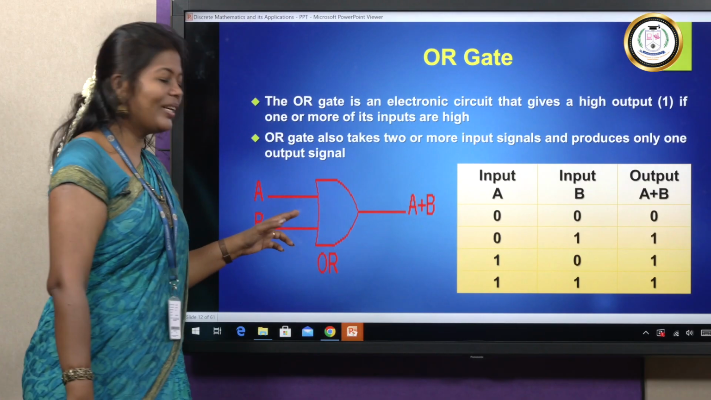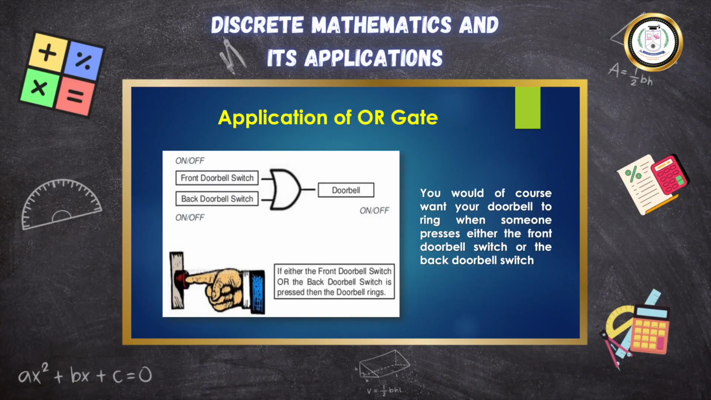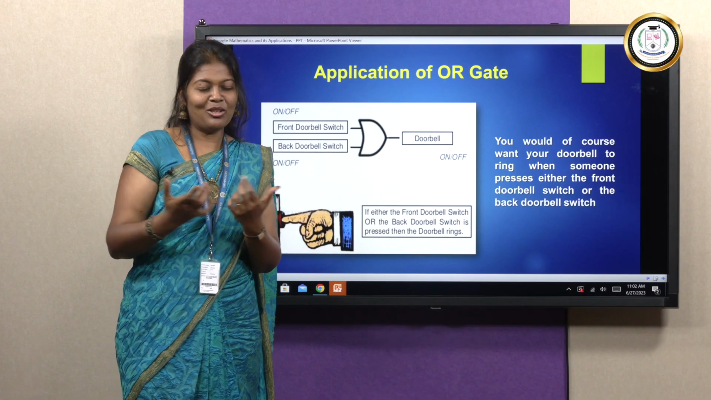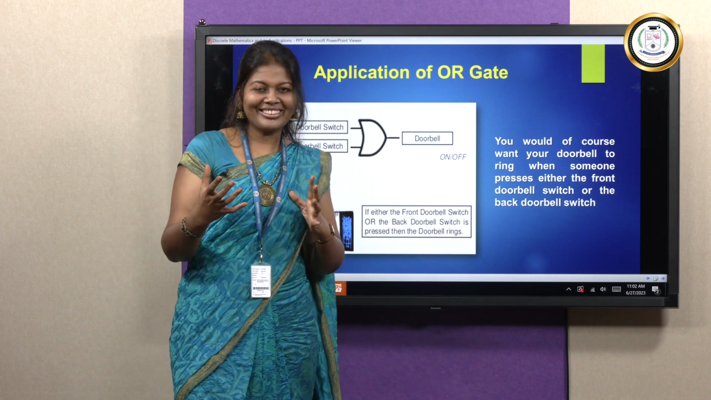And this is how an OR gate looks. The symbol used to represent an OR gate is this. An application of the OR gate is a simple doorbell that we have at our homes. So, when would you expect your doorbell to ring?